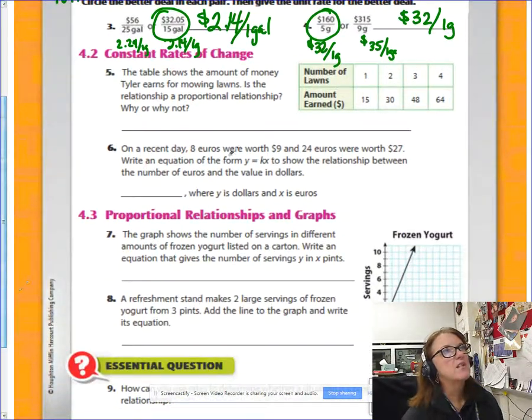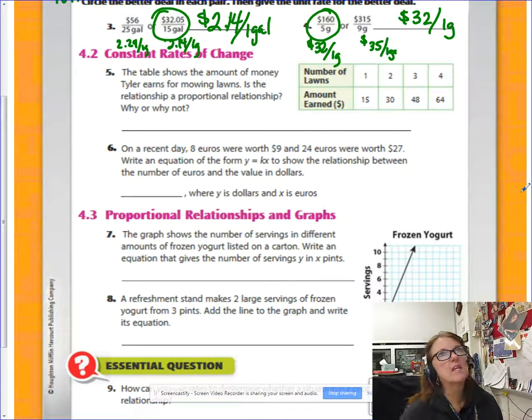Now, constant rates of change. Look at this table. The number of lawns and amount of money earned. This shows the amount of money that Tyler earns for mowing lawns. Is this relationship proportional? Why or why not? All right, so here's how we tell. When we got into section 3 down here, we were like, dude, is 0, 0 on there? Because then it's proportional. But I don't have that in here. Now, that doesn't mean it doesn't go through 0, 0.